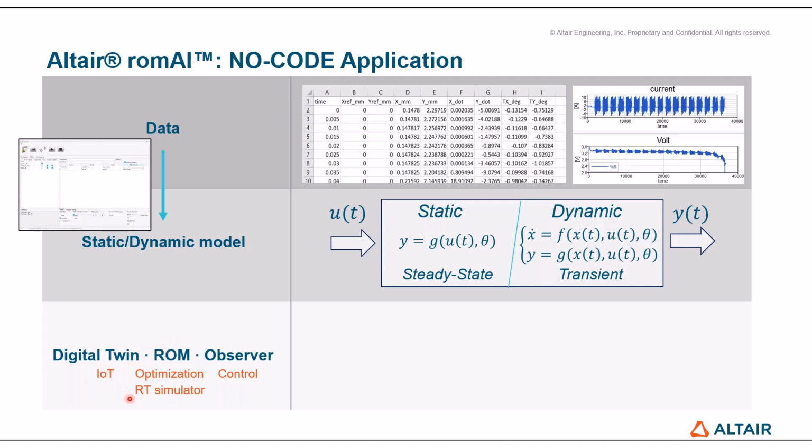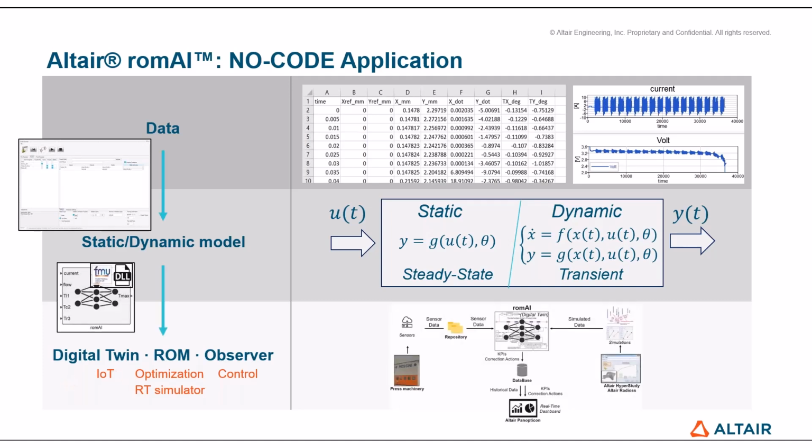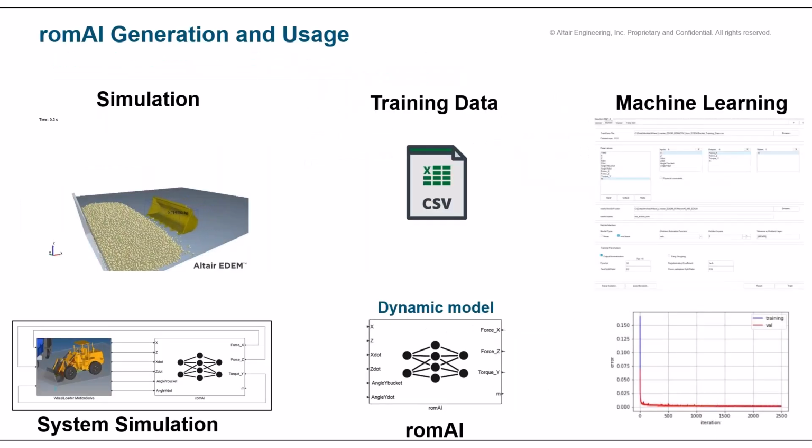Or in this particular case for today, you'll create a reduced order model, which is a real-time simulator, and that can be used to speed up an optimization process. Finally, you can also do a lot of control with it. But for today's context, we'll focus on the reduced order model aspect of it. This is just the general workflow of how you would use AI and EDEM for speeding up your simulations.